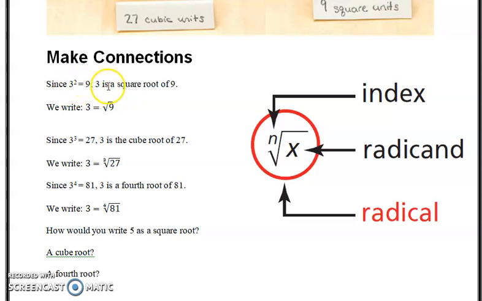We all know that 3 squared is equal to 9, so 3 is the square root of 9. So we write 3 is equal to the square root of 9. You guys are aware of that. You've seen that before.